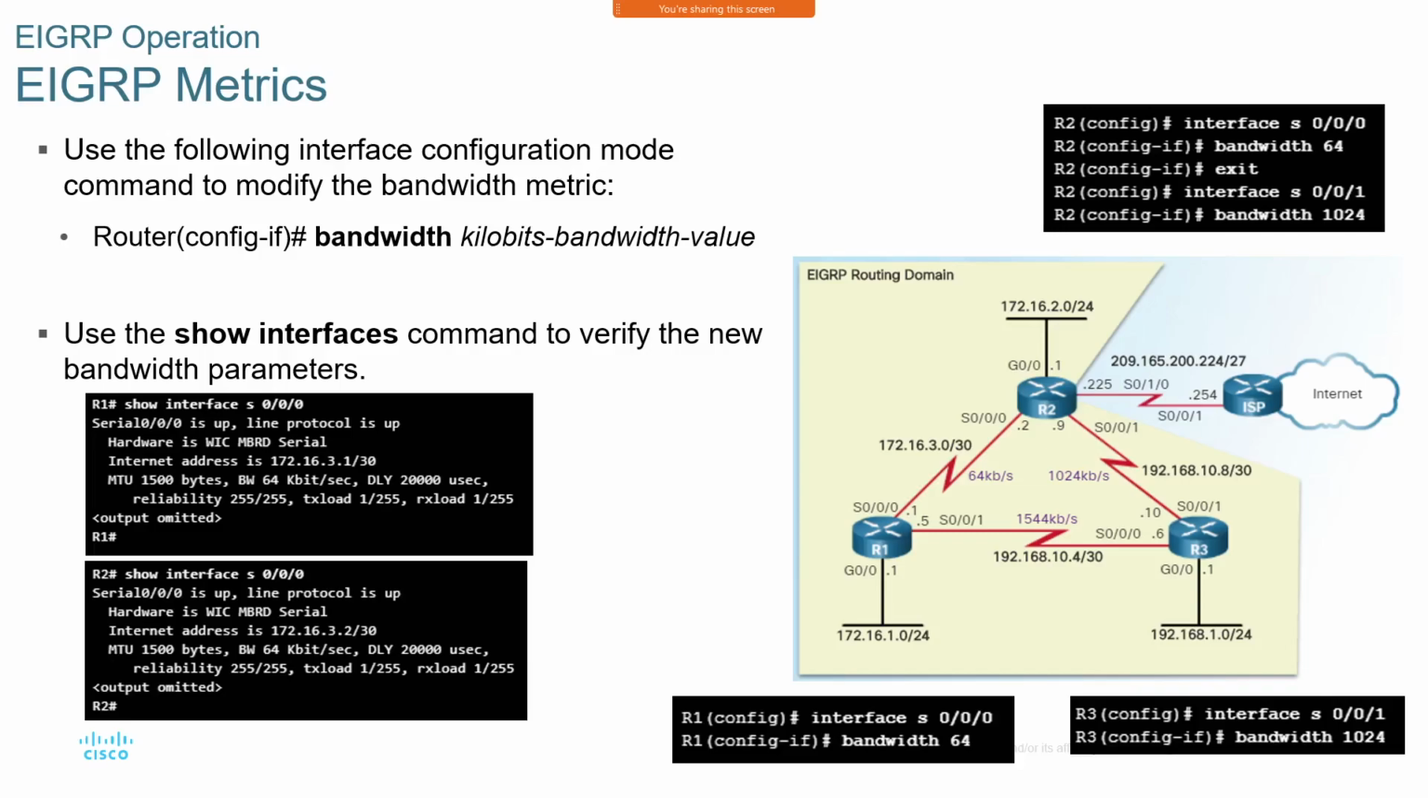You're not going to be able to set it to a higher value than the maximum bandwidth of the physical connection. In this example, we are manipulating the bandwidth on the serial links. By default, all the serial links are T1 links, 1.54 megabits per second. Now we're just changing the bandwidth between router 1 and router 2, and router 2 and router 3, to manipulate the calculations and what is going to be the best path.